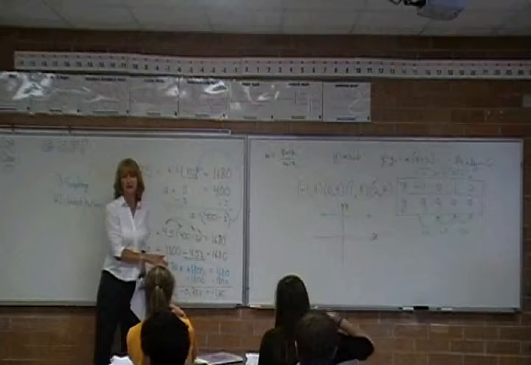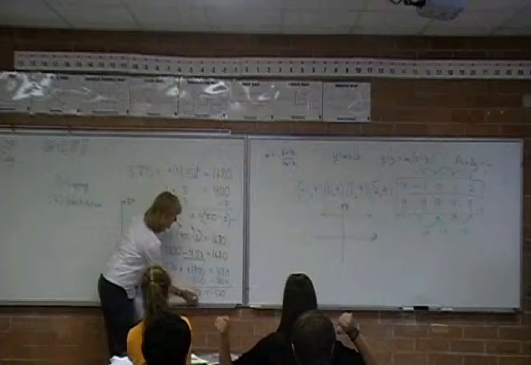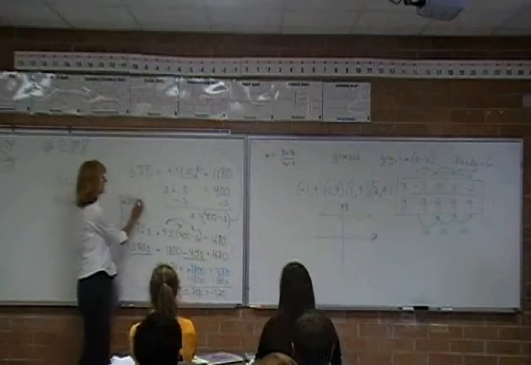Get S by itself. Okay, why do you divide by the negative? Because that's what's in front of S. Yeah, then your answer is 0.0065.